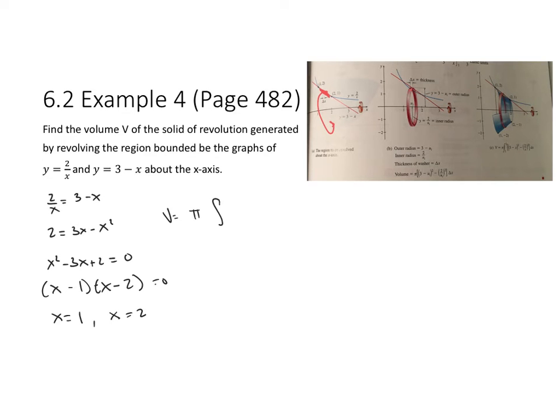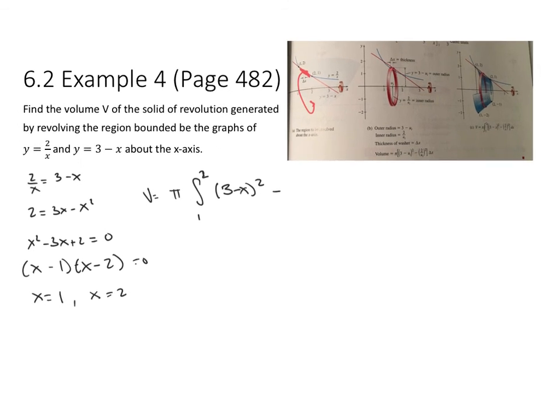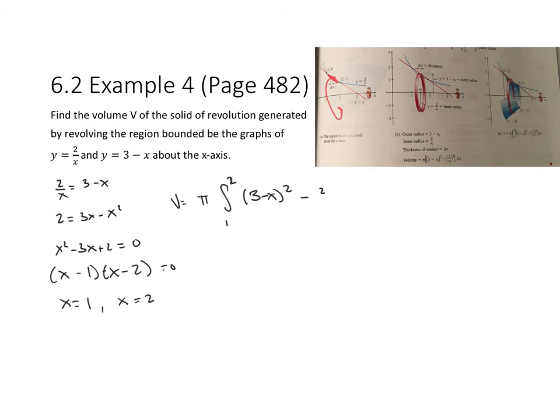So my volume is going to be pi times the integral from 1 to 2. The outermost function, that top function, the red straight line, is going to be 3 minus x squared, and then minus the blue line, the curved bottom function, so minus 2 over x squared, dx. And I'm going to do a little bit of simplification here before I take the antiderivative.